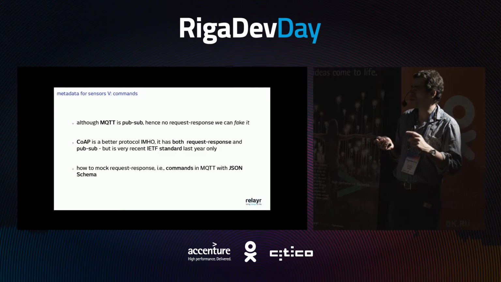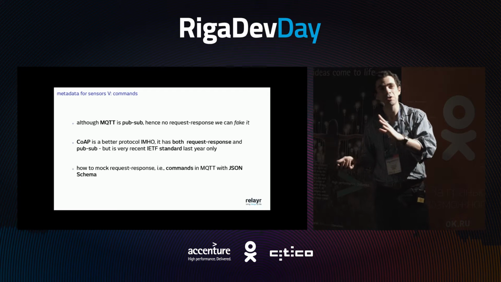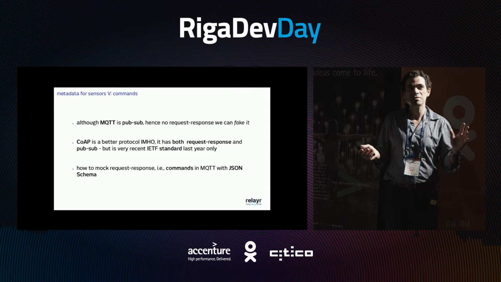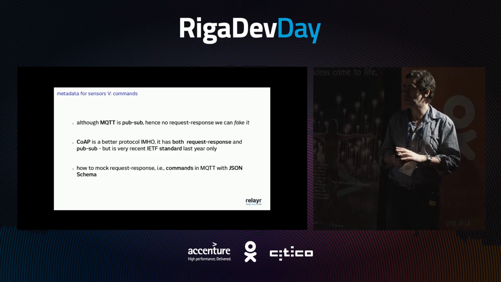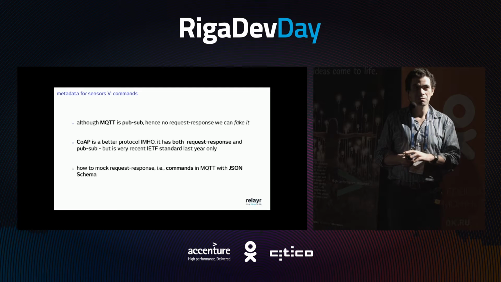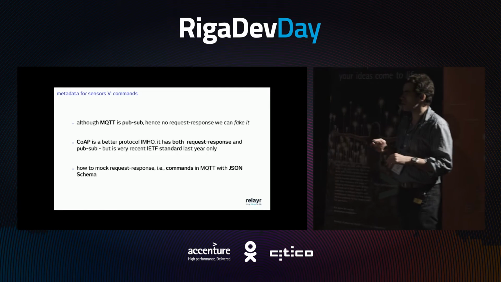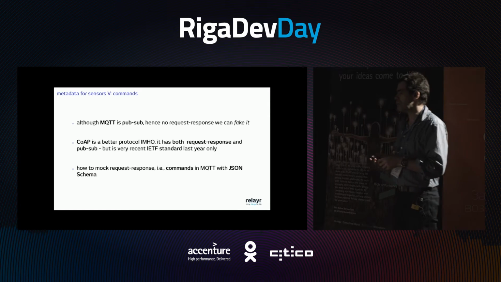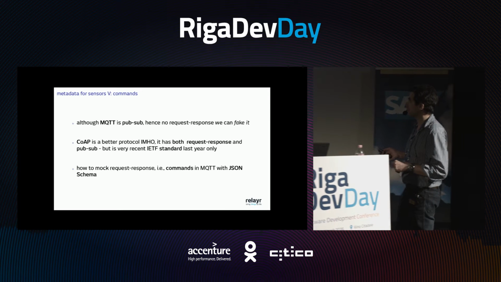So I think CoAP is a better protocol, in fact, because it also has a pub/sub. There was an original standard that was just request response, like HTTP, and then they added an additional RFC, which has this pub/sub. It's called observer pattern. So how can you mock this request response pattern with MQTT? So I'm going to do that.